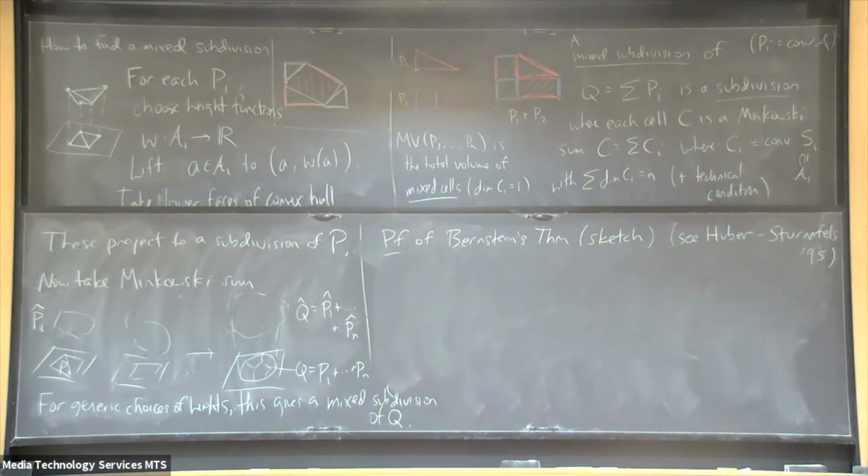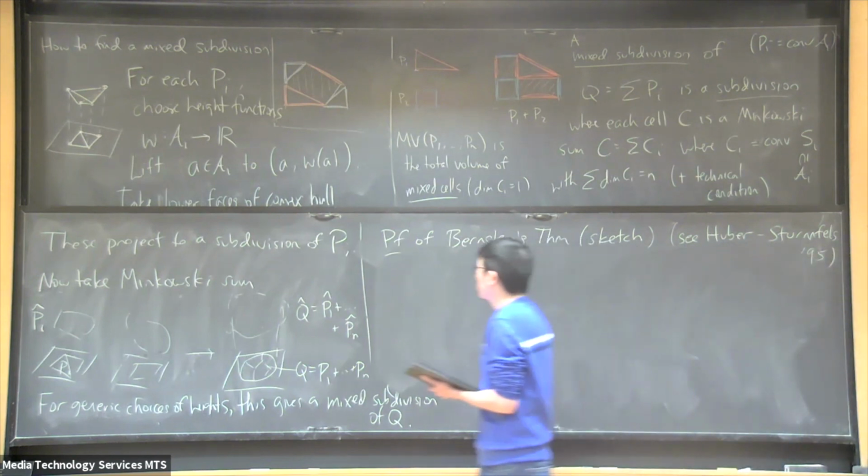Actually, it's not too dissimilar from Bernstein's original proof, but the reduction to these mixed cells is the contribution of Huber and Sturmfels, whereas Bernstein used a different inductive approach. But it was similar in style. Okay, so how do we do this?